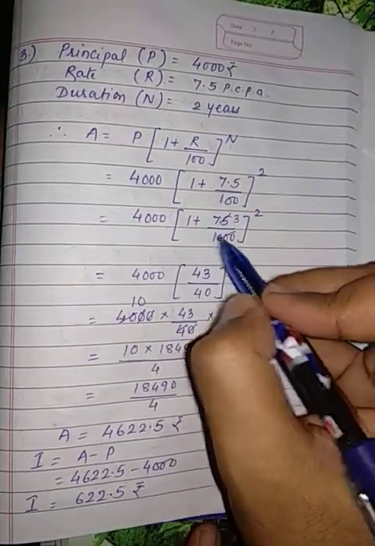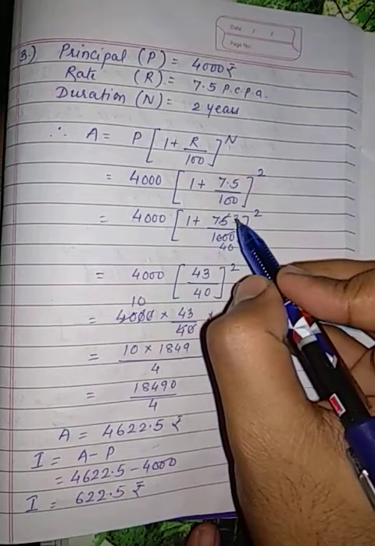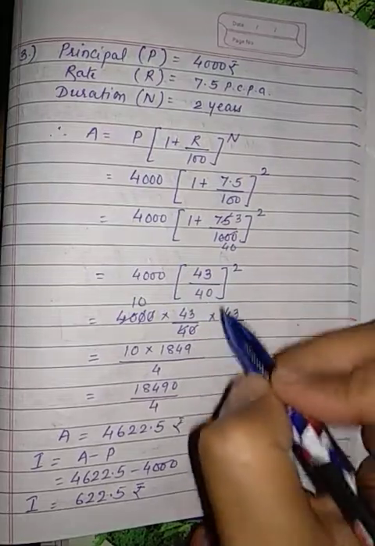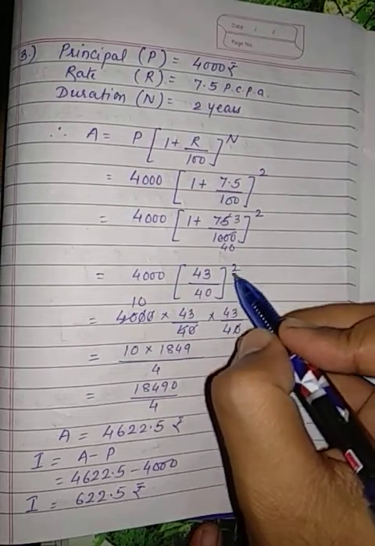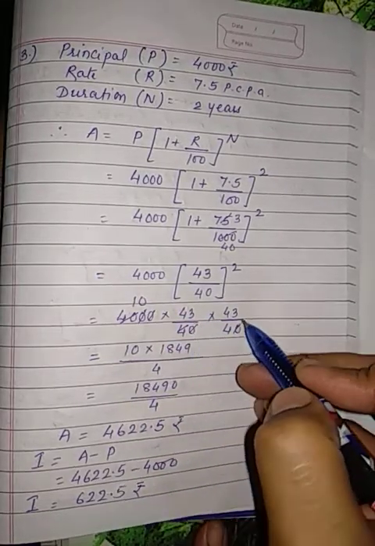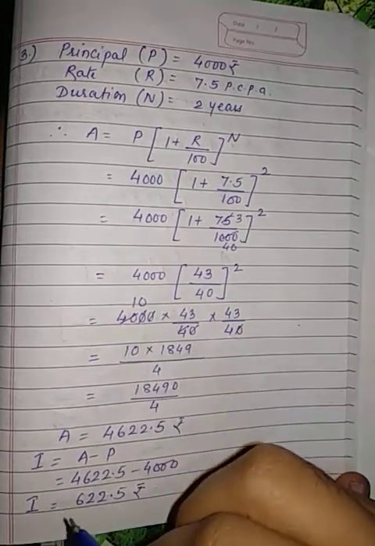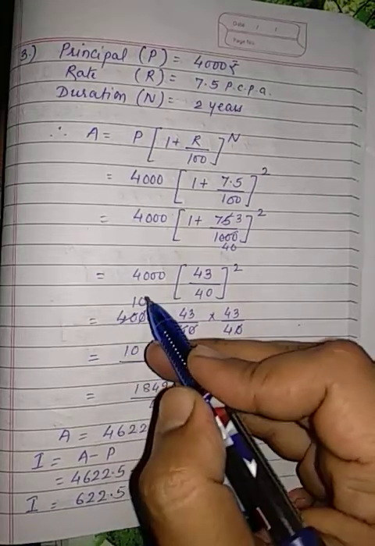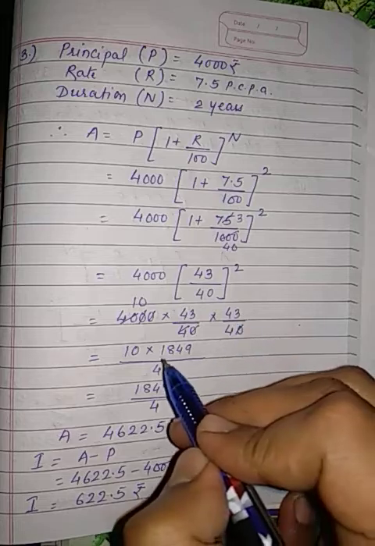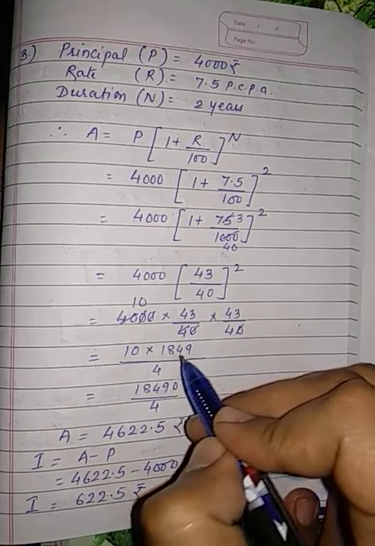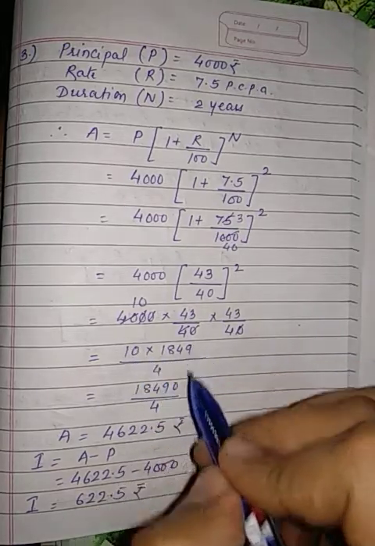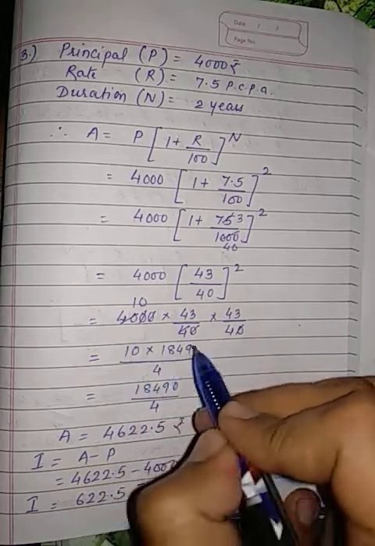Cross multiply, 4 1s are 4 plus 3, you get 43, right? So 43 upon 40 squared. So square means multiply 2 times. Again you can see dividing by 10, you can cancel out the 2 zeros. Then 4 10s are 40. So I'll write here 10. 43 into 43 is 1849. And what was left in the denominator? 4. So I have multiplied here with 0, that is 10.